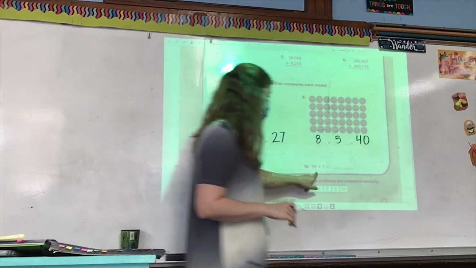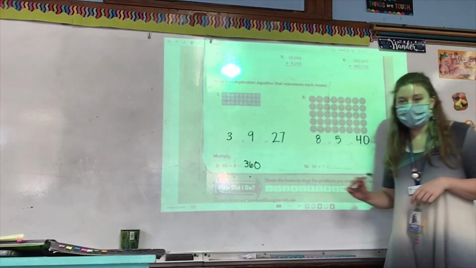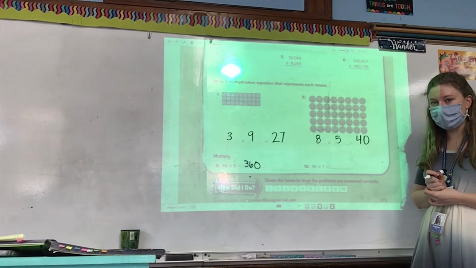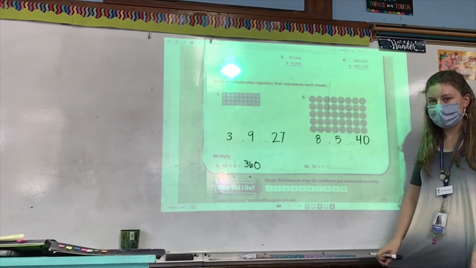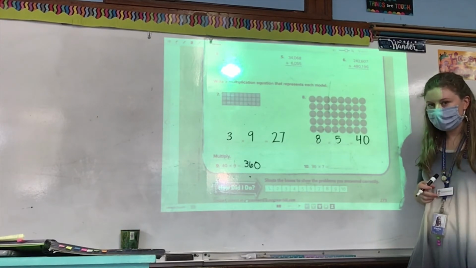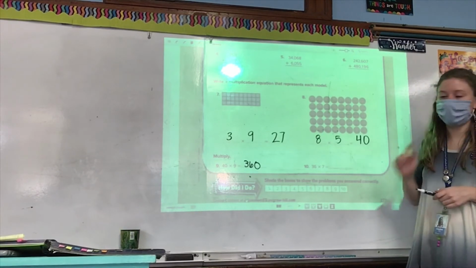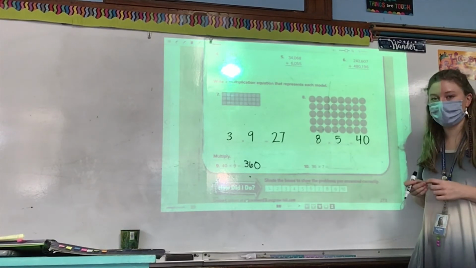Number 10, 36 times 7. Zari, can we solve this one sideways? Yes. We can? No. Why? Because we have to regroup on this one. Not only are we going to have to regroup, but what else? What is it not? What can we not use?